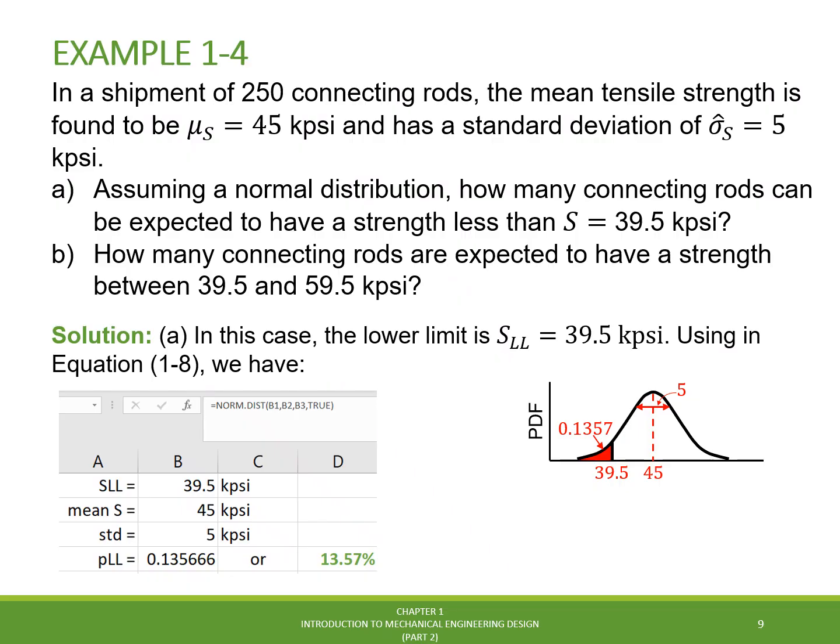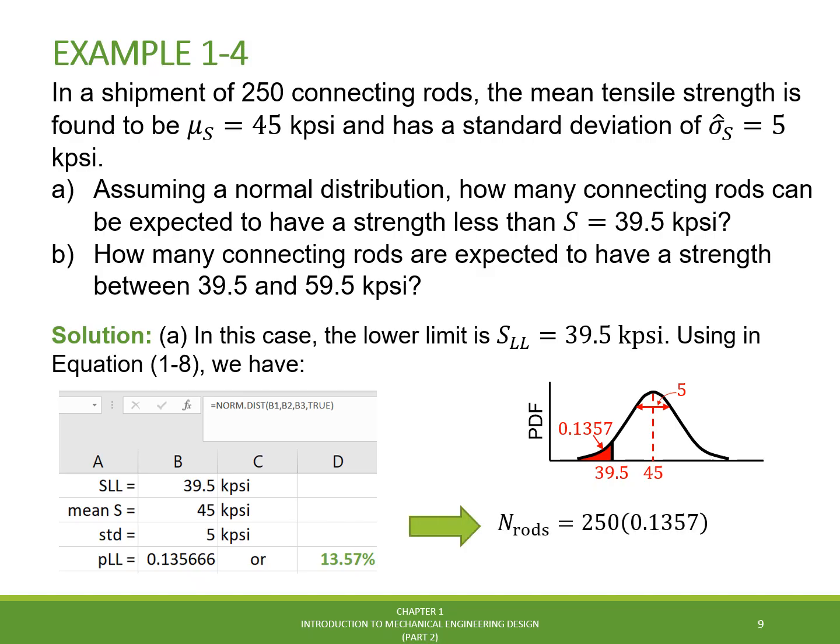So the result here is 0.135666. Or if I want to use the percentage notation, I'm going to get the result as 13.57%. So these results mean that we expect 13.5 or 13.6% of the connecting rods of the batch to have tensile strength less than 39.5 kpsi.